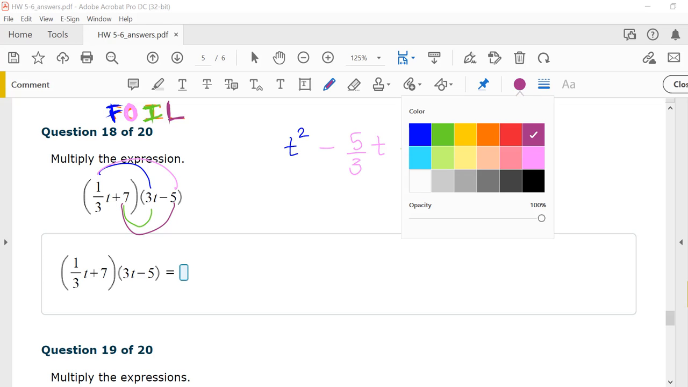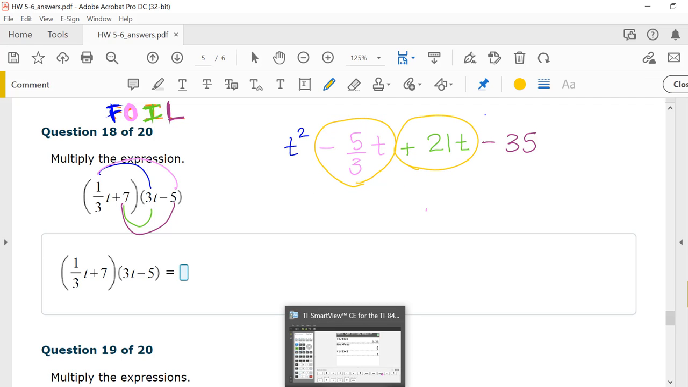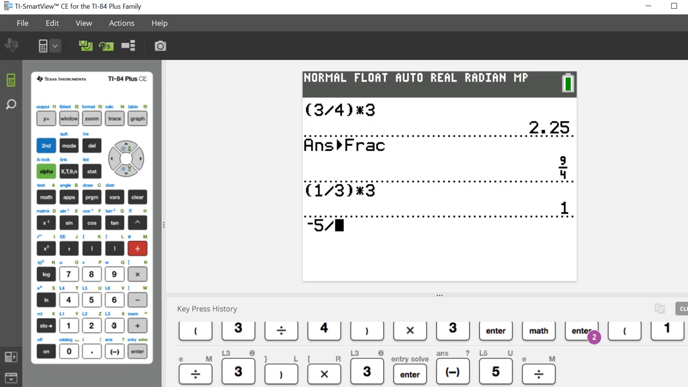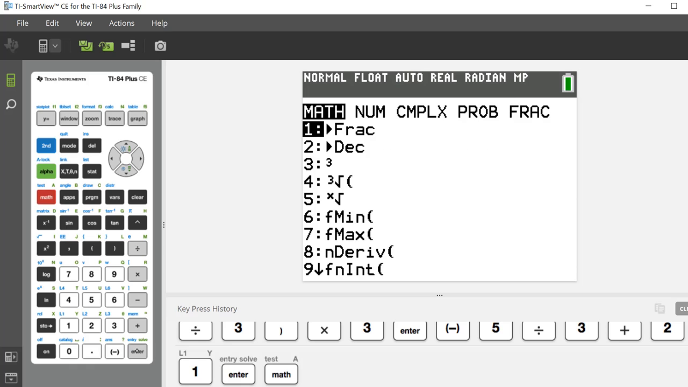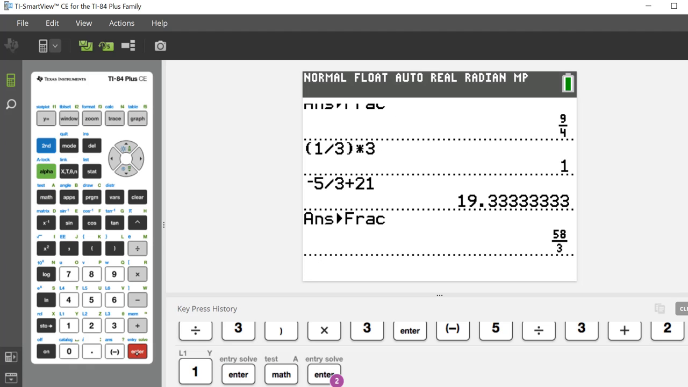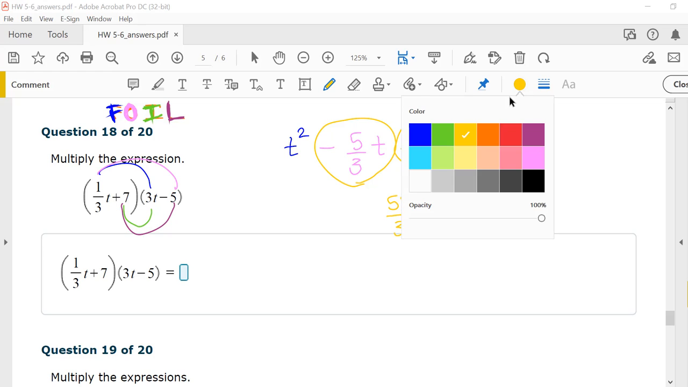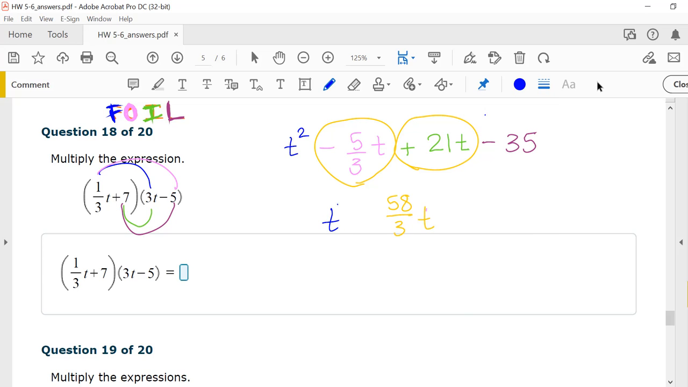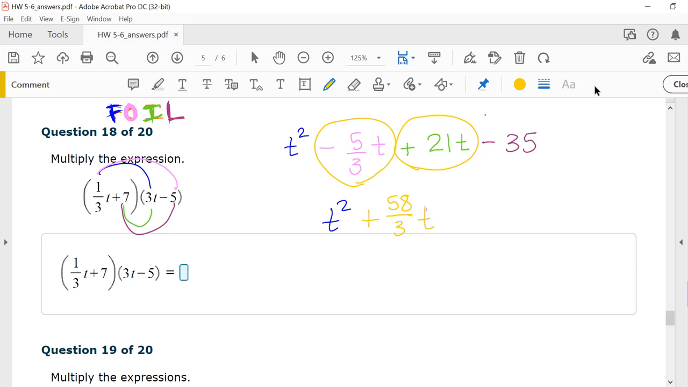There are some like terms, -5/3 t plus 21t, -5/3 plus 21, that is 58/3. 58/3 t. I also have t squared plus 58/3 t minus 35.